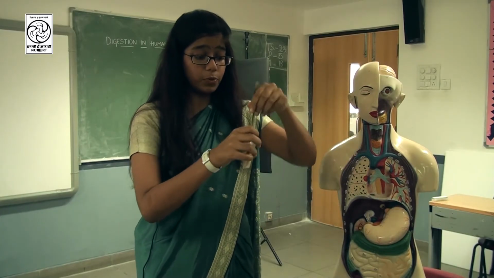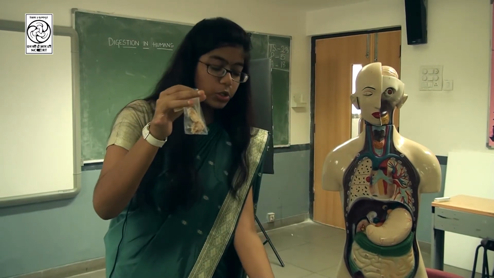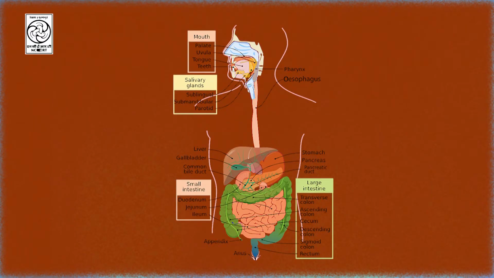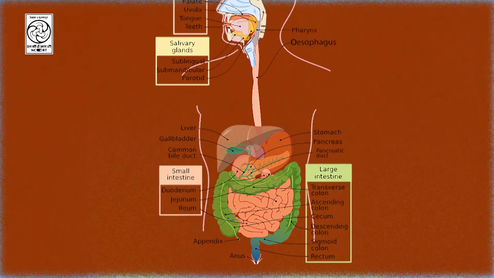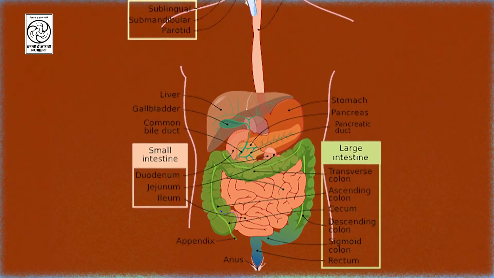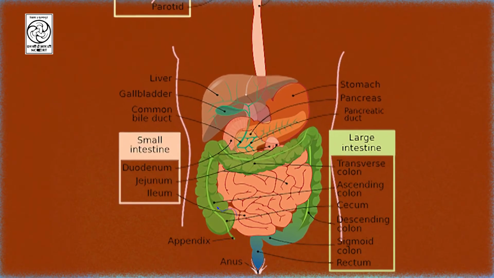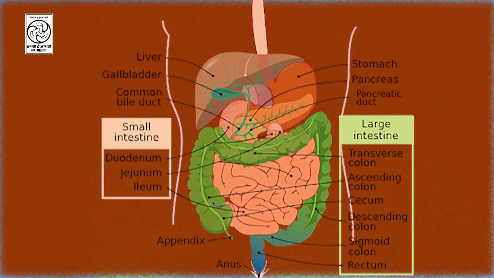Now this food which has just come from the stomach, you know what this is called? It is called chyme. The food which we swallowed is called the bolus, and the food which comes from the stomach into the small intestine is called chyme. So when we enter the first part of the small intestine, the duodenum, the food is called chyme.